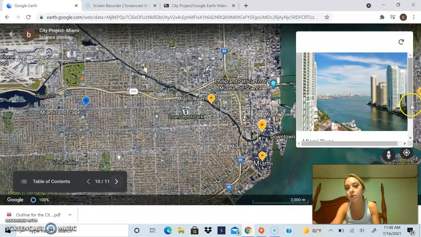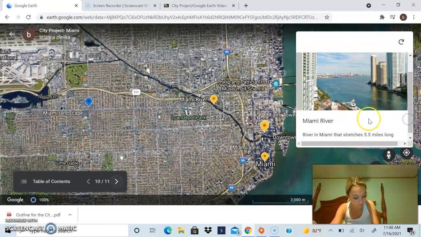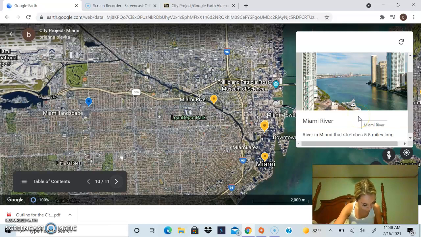And now this is the Miami River, which is a river in Miami, Florida that drains out the Everglades and runs through the city of Miami. And the river actually is 5.5 miles long and flows from the Miami Canal at the Miami International Airport to Biscayne Bay.